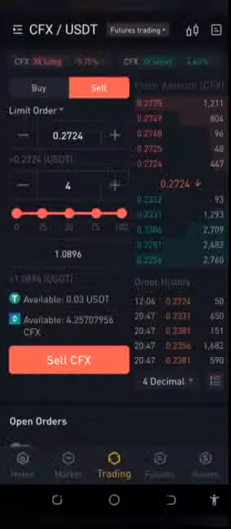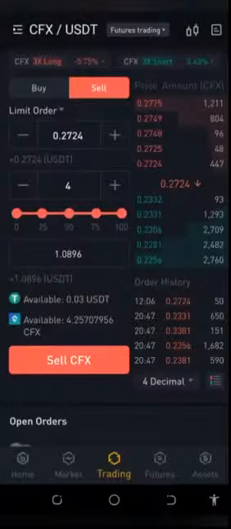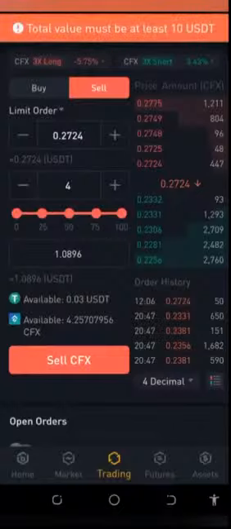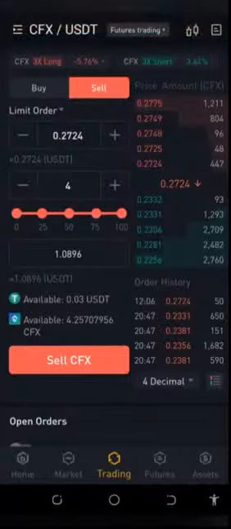Okay. I'll fix in my transaction pin and I'll be back. Okay, I'm fixing my transaction pin, but it's not going anywhere because look at what it just said. It says here, total value must be at least 10 USDT. So this is like a younger brother to Binance. Okay, so they're not going to allow you to do anything except 10 USDT.